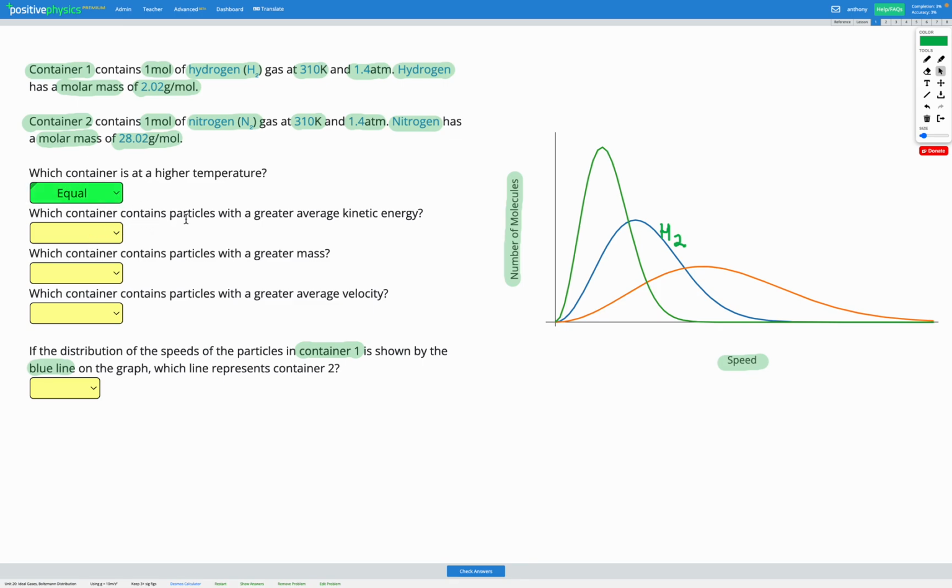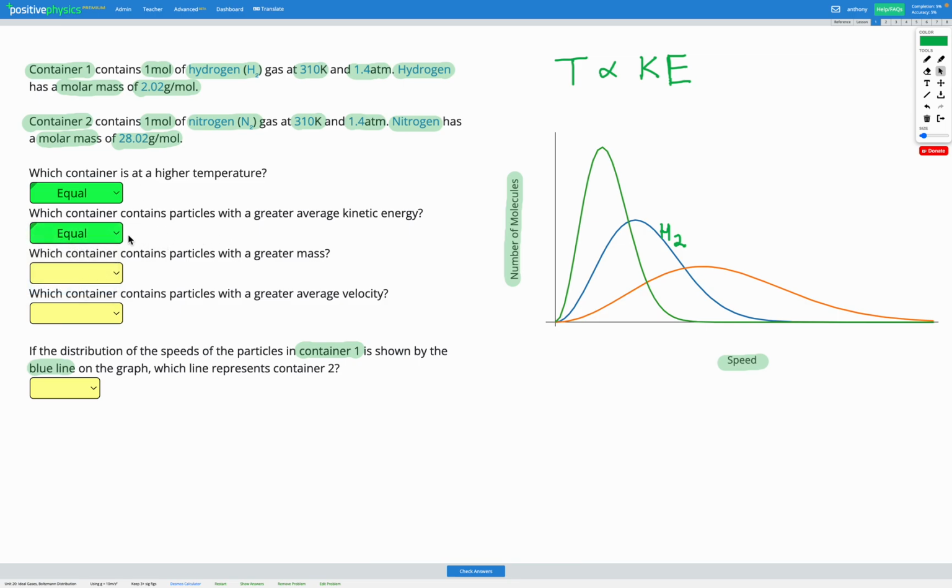Our next question is asking about average kinetic energy. Which container contains particles with the greater average kinetic energy? Now, temperature is directly proportional to the kinetic energy of our particles. So if we have a higher temperature, we have a higher average kinetic energy. A lower temperature, a lower average kinetic energy. In this question, we have equal temperature in our two containers, so our average kinetic energy must be equal.